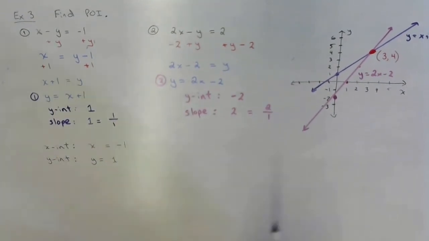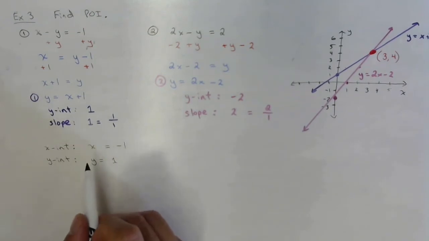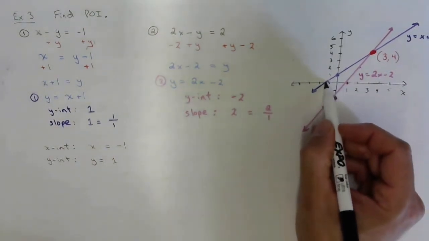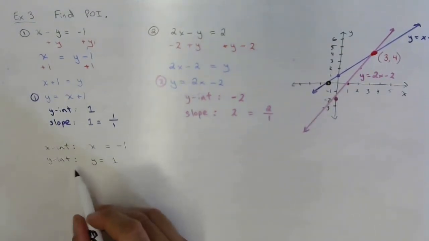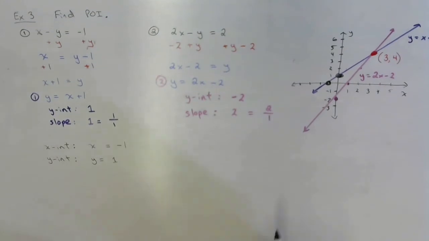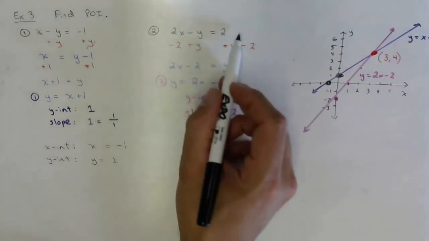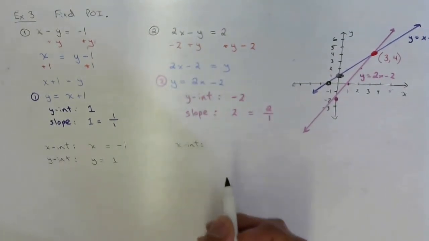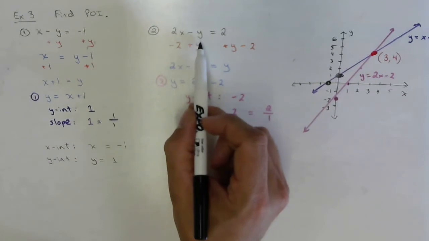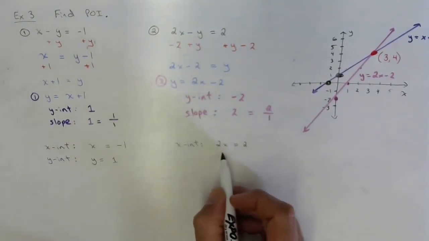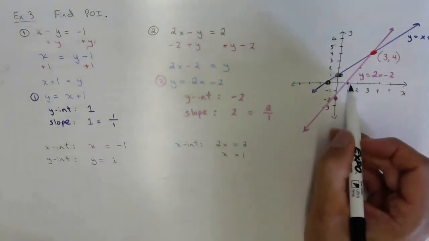Positive y equals positive 1. So look at this for a second. This is exactly what I ended up with for the purple line. My x-intercept is negative 1. It's right there. My y-intercept is positive 1. That's right there. And then you draw your line. Same thing with this one. In order to find my x-intercept, I need to set y equal to 0. That's going to give me 2x equals 2. Divide both sides by 2. X equals 1. X-intercept of 1. There it is.